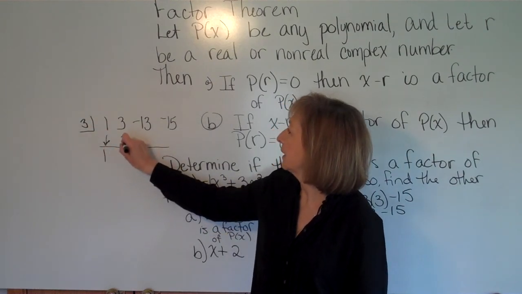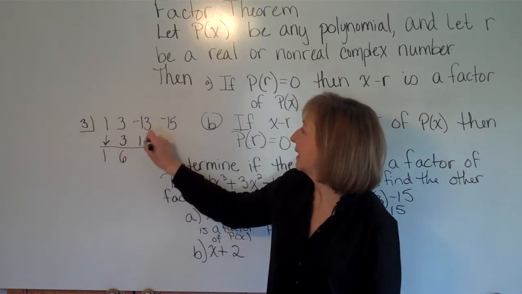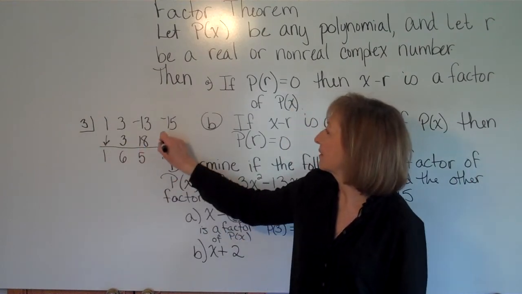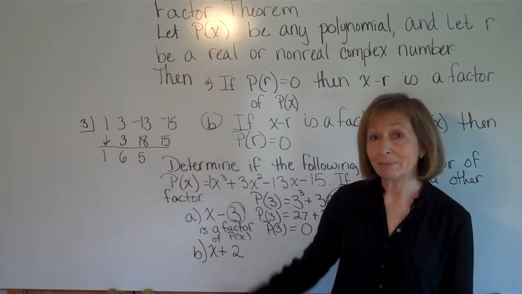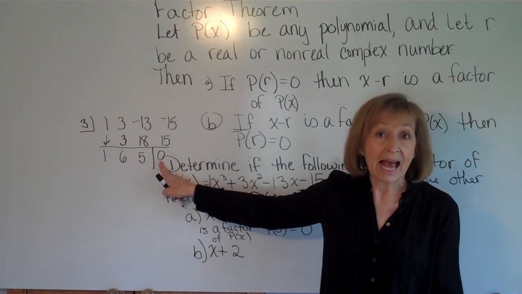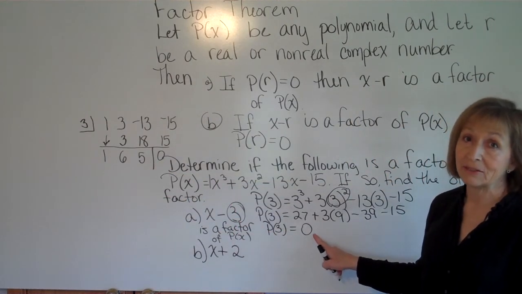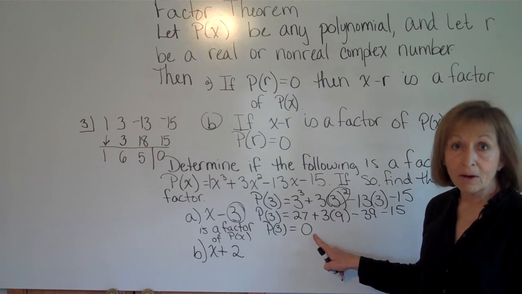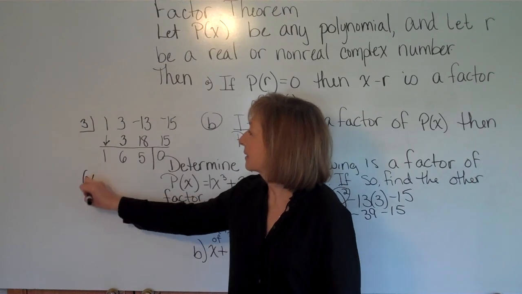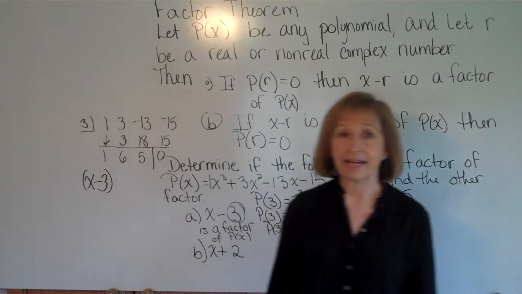So bring the 1 down without doing anything to it. 3 times 1 is 3, and 3 plus 3 is 6. 3 times 6 is 18. Negative 13 and 18 is 5. 3 times 5 is 15. And negative 15 plus 15 is 0. Remember, that last number is our remainder. So we have a remainder of 0, which is exactly what this was telling us, is the remainder is 0. And if the remainder is 0, what we divided by is a factor. So x minus 3 is a factor.